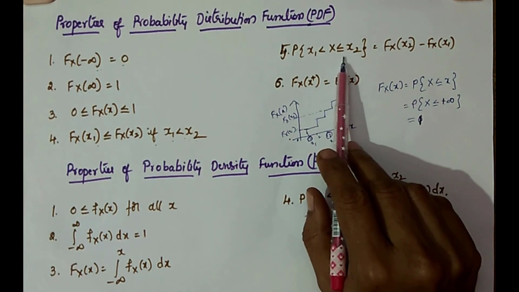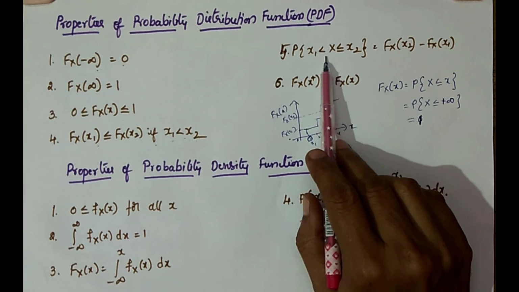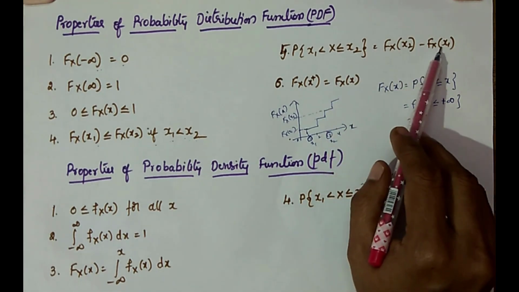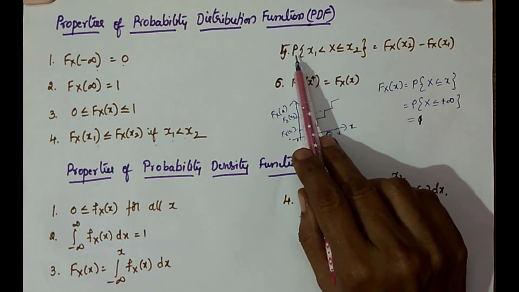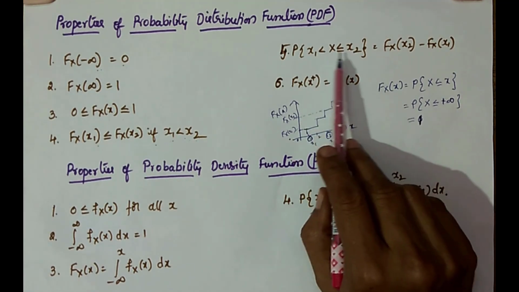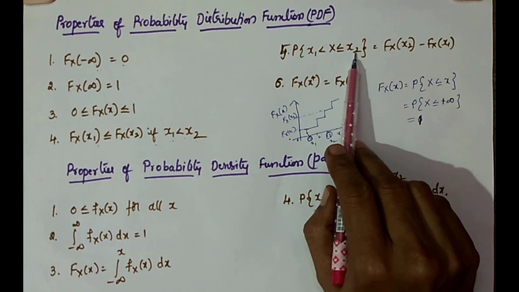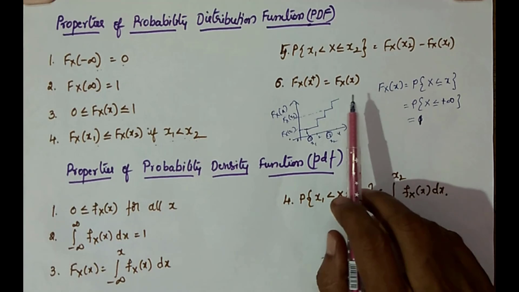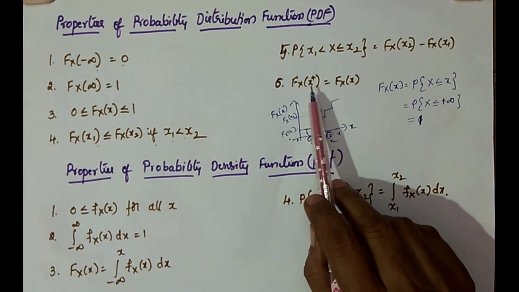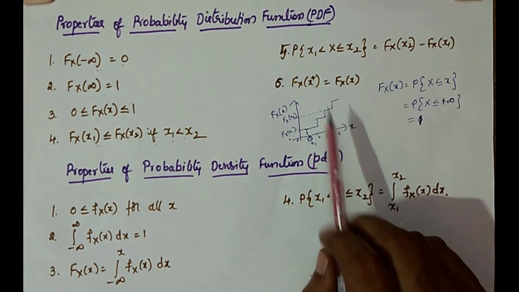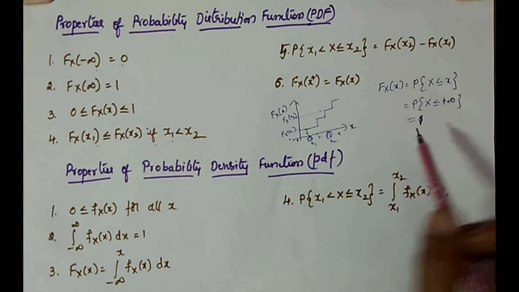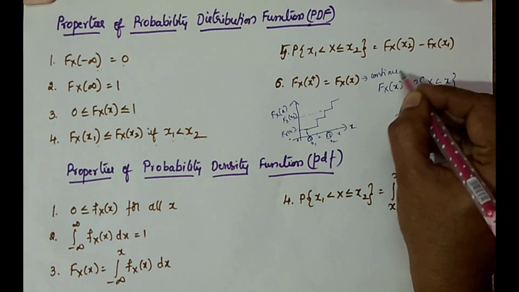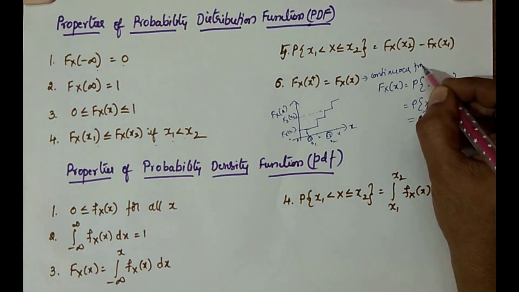Always it happens, because the probability distribution function is an increasing function. Then this is the fifth property: P(x1 < X ≤ x2) is F_X(x2) minus F_X(x1). If you want to find the probability between x1 and x2, simply you do F_X(x2) minus F_X(x1). Then the sixth property, F_X(x+) is equal to F_X(x). The meaning of this is that it is continuous from the right.